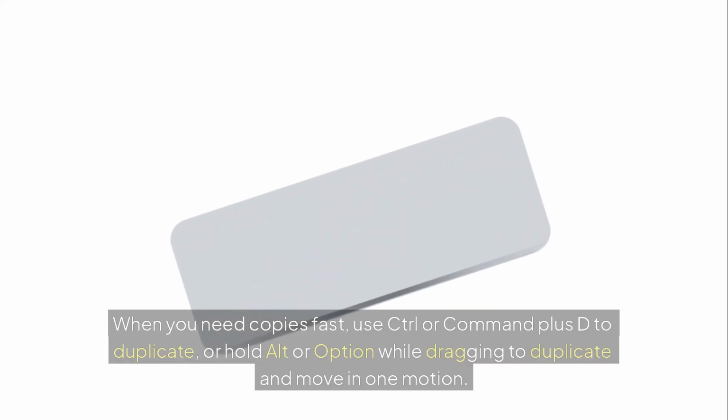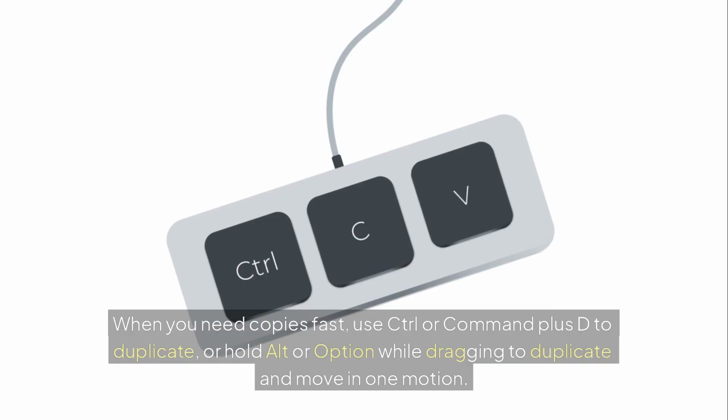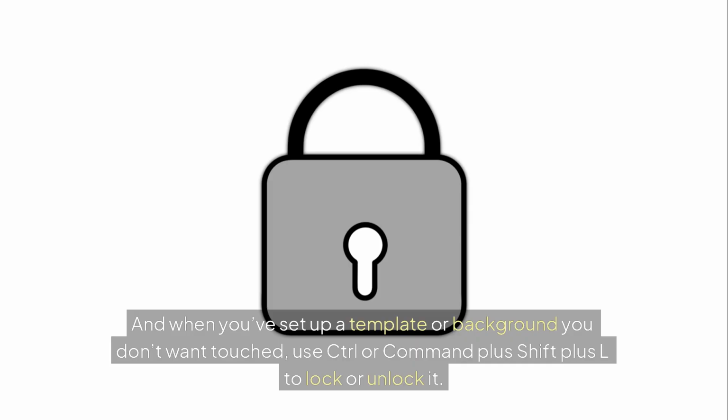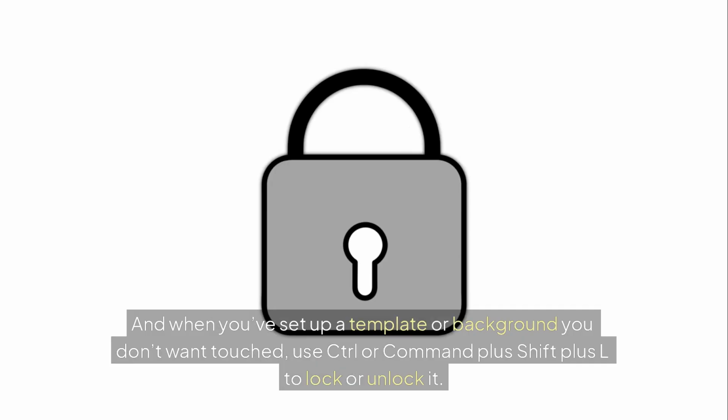When you need copies fast, use Ctrl or Command plus D to duplicate, or hold Alt or Option while dragging to duplicate and move in one motion. To keep elements together, group them with Ctrl or Command plus G, and when you've set up a template or background you don't want touched, use Ctrl or Command plus Shift plus L to lock or unlock it.